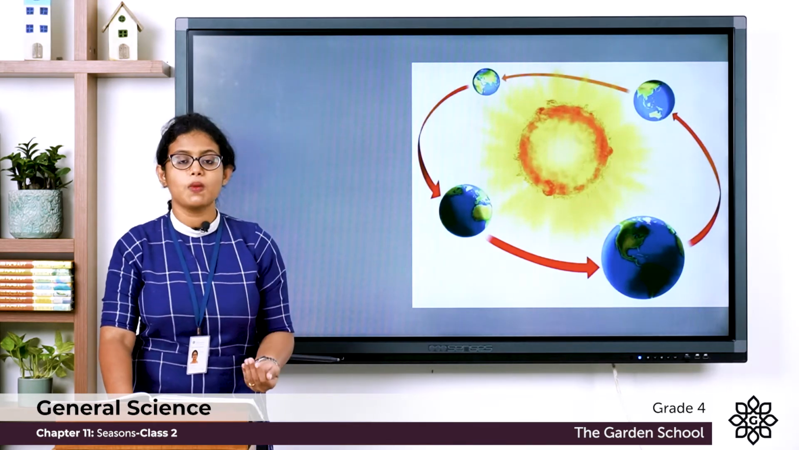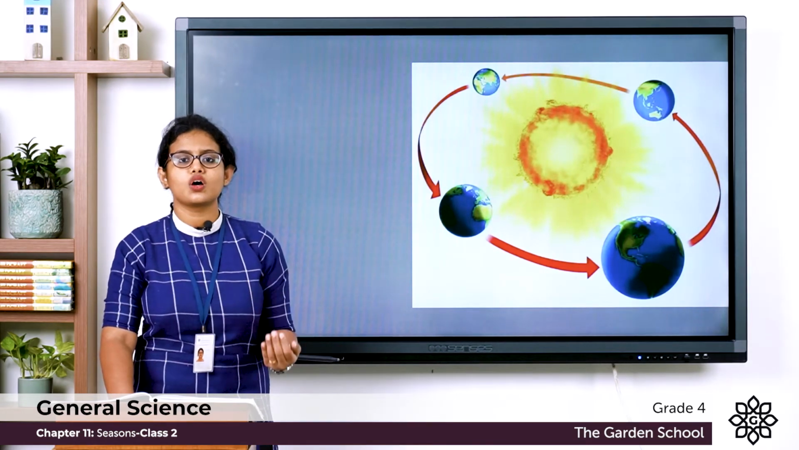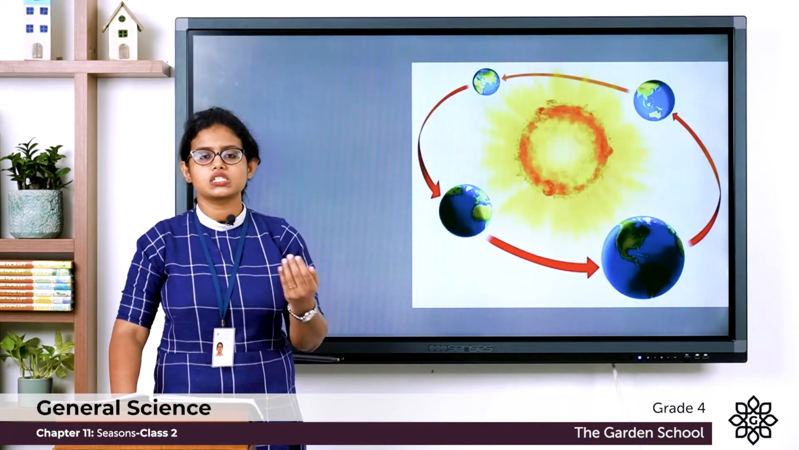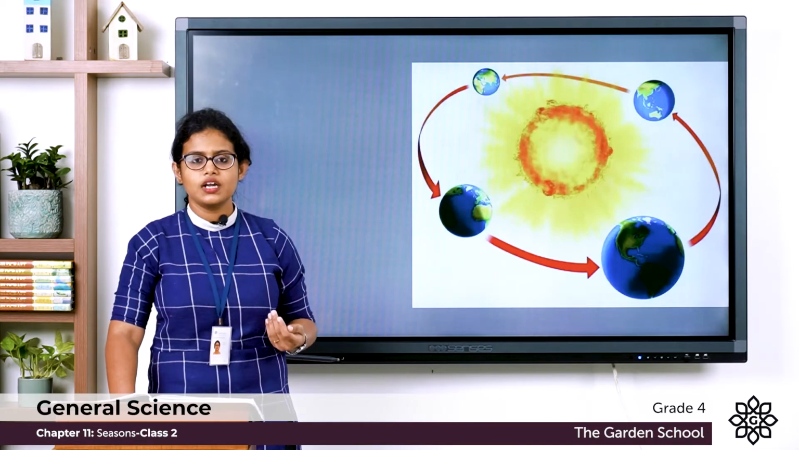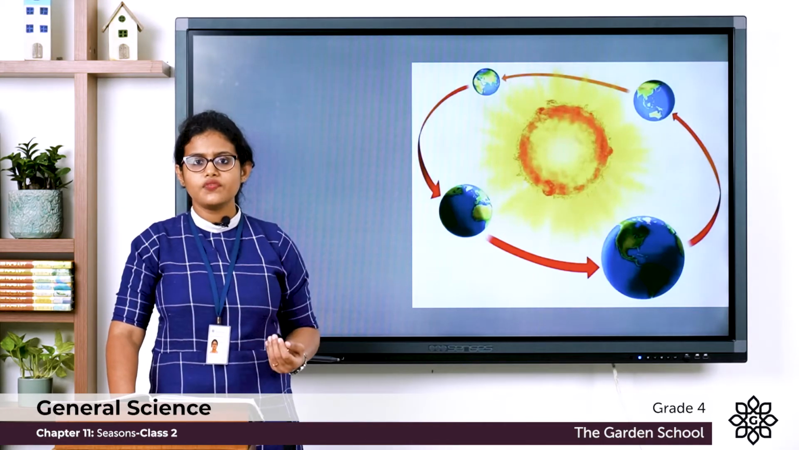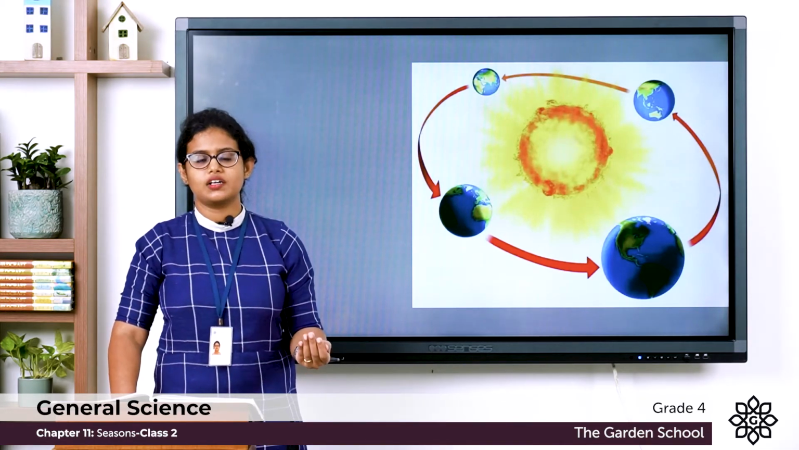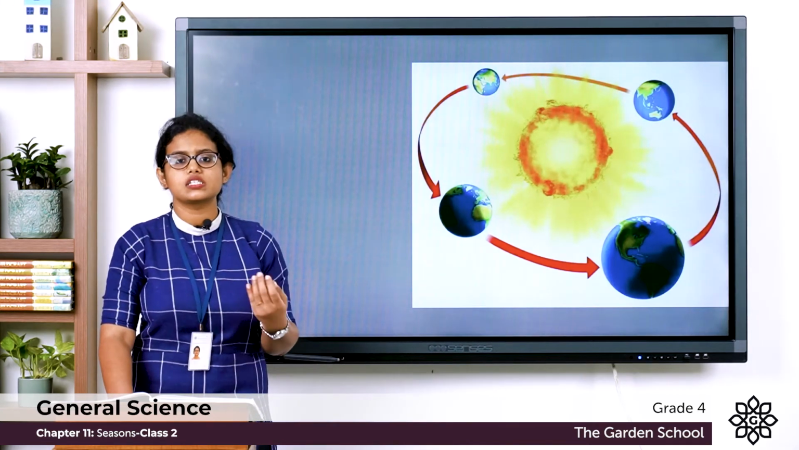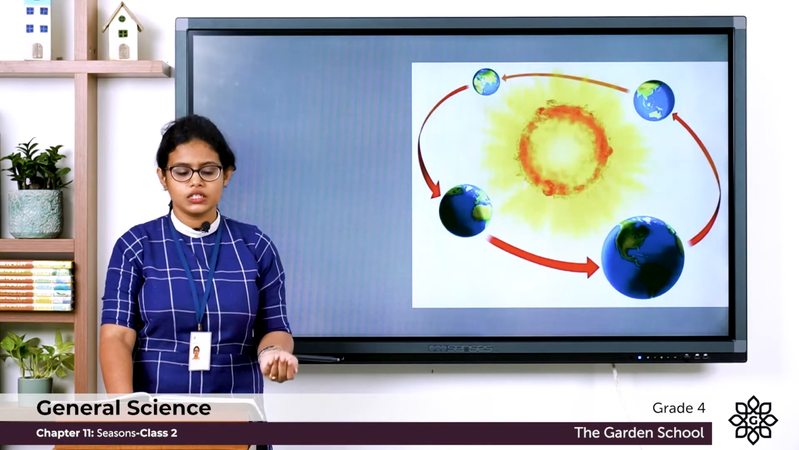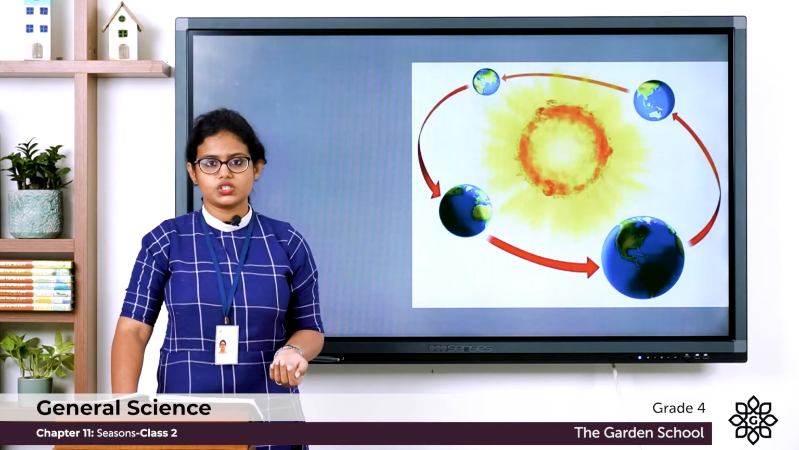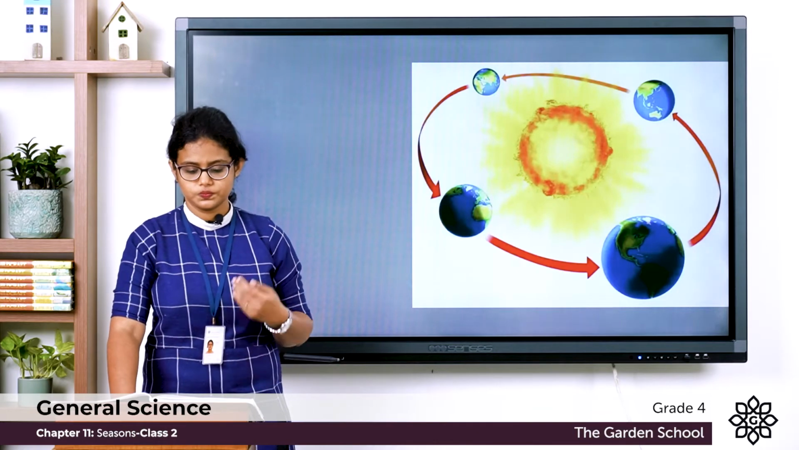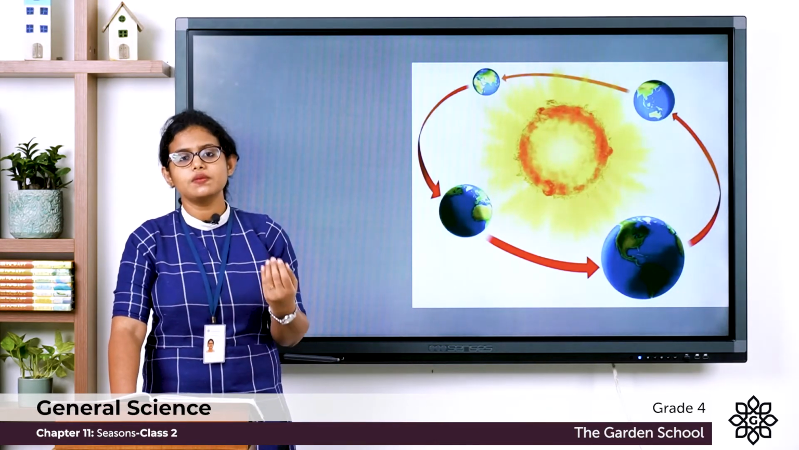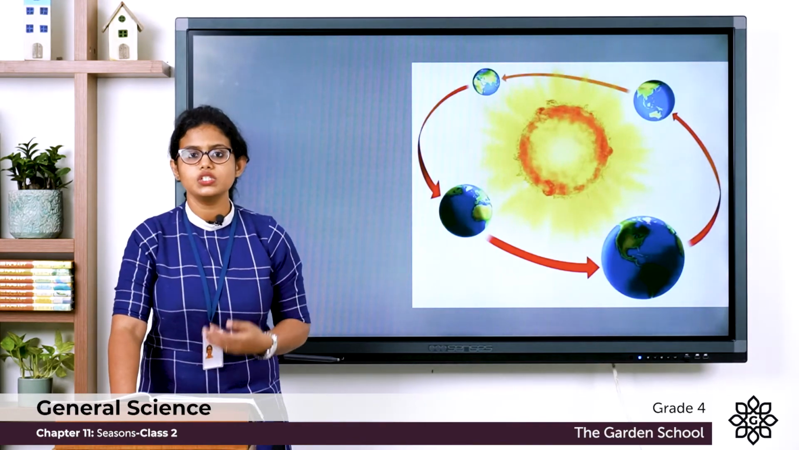Every 6 months, the situation changes on the earth. That is, the part of the earth that is closer to the sun moves away from the sun, and the part of the earth that is away from the sun moves closer to the sun. Why? Because the earth keeps moving all the time.